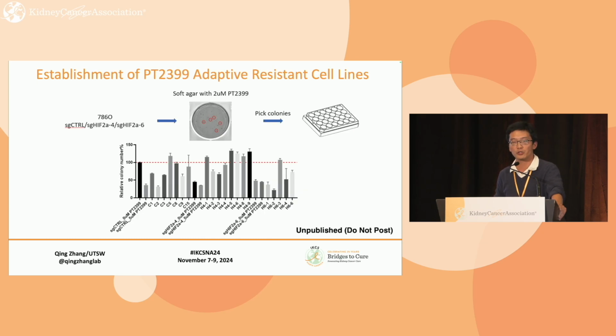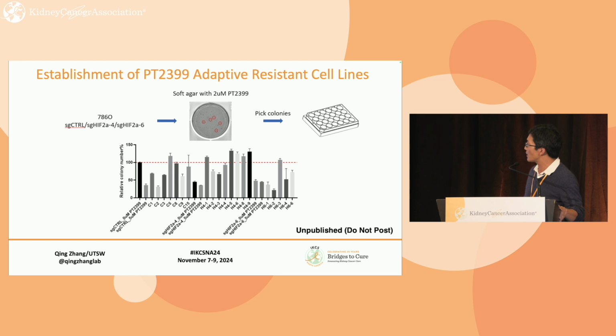First of all, I want to talk about the adaptive resistance model we have been generating in the lab. We use the original, responsive cell line 786-O. We used CRISPR knockouts with two different sgRNAs against HIF-2α. To make sure that the HIF-2α pathway was completely shut down, on top of the CRISPR knockout, we also chronically treated those cells with PT2399 at a low dosage. Over 3 to 6 months, resistant clones developed. Then we can pick single colonies from these 96-well plates and look at the individual clones.